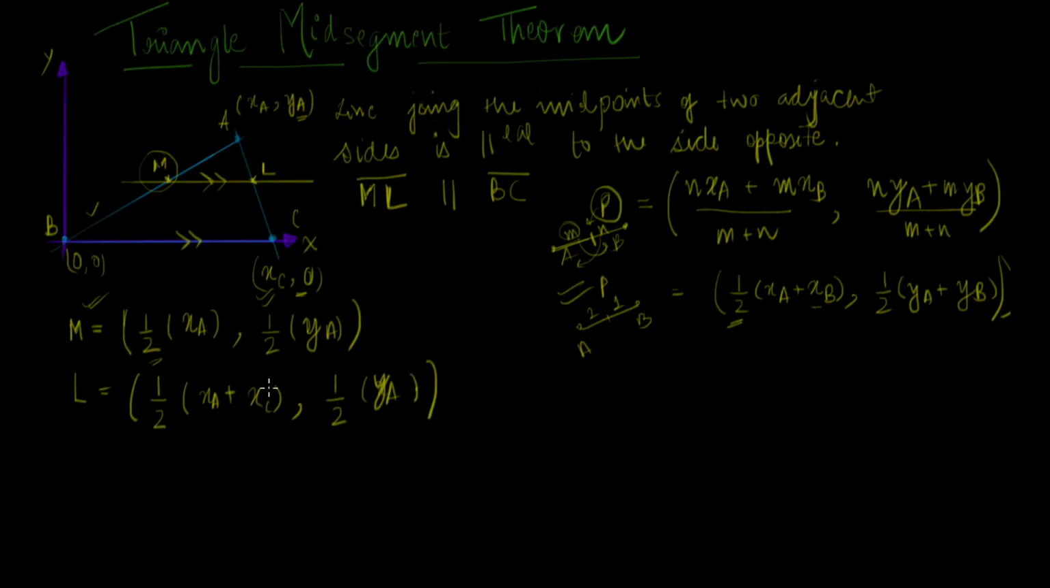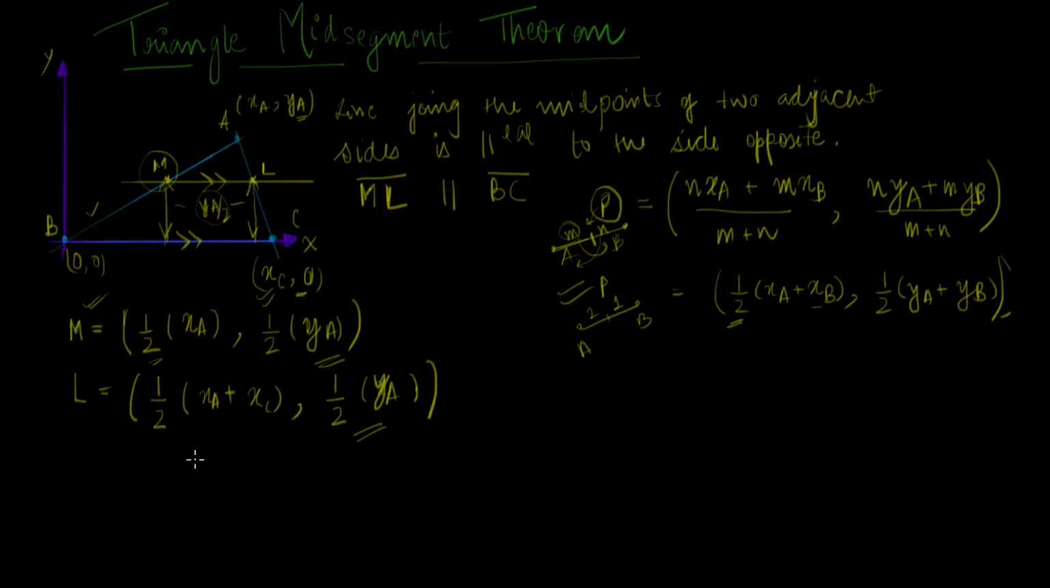Now you can notice that M and L have the same height because they have the same y-coordinate, which is y_A by 2. That means they both are at the same height. That means this distance and this distance are the same and are equal to y_A by 2. So that's a clear indication that if you go y_A by 2 distance away from this line segment BC, perpendicular to it, you do get a straight line, which is also parallel to it.